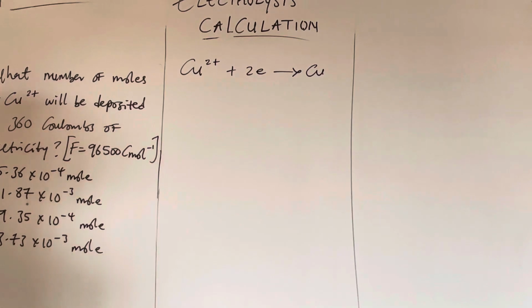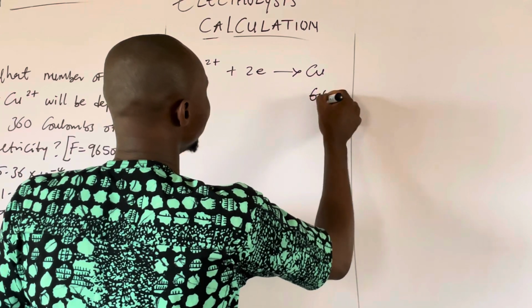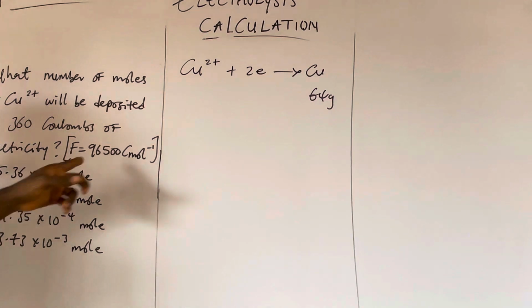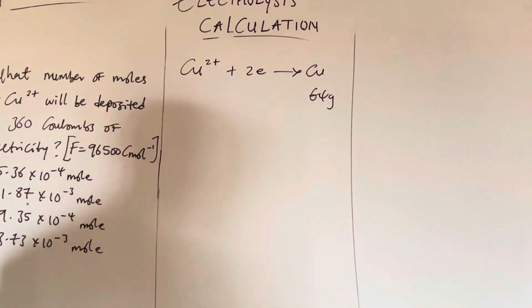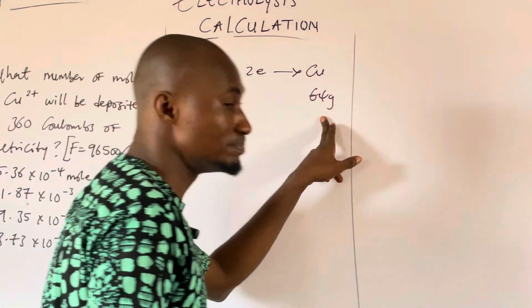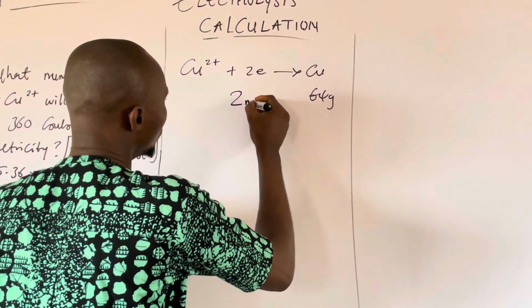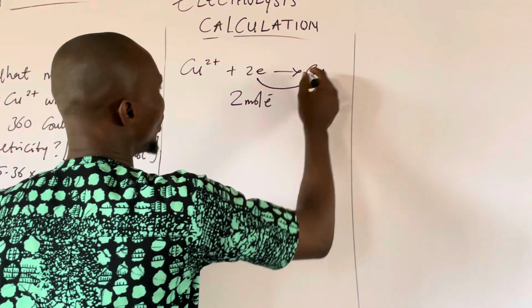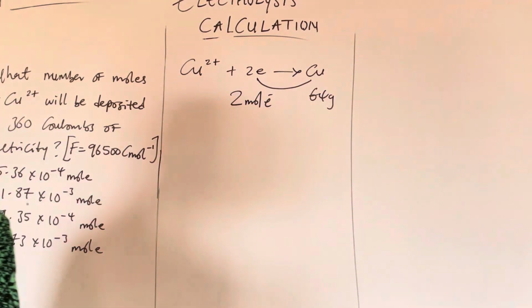And don't forget that even though we have copper here, the mass is 64 gram. Do you know why you are not given the mass of copper here? Because the question asked you to find mole, rather than mass. But I have my reason for putting mass here because I want to explain something to you. And here is 2 mole of electron. Why I always draw this is to let you know that the question is between mole and mass.